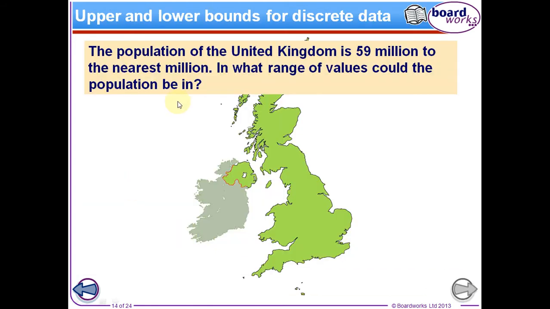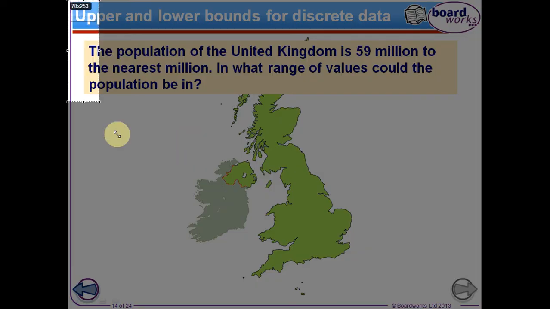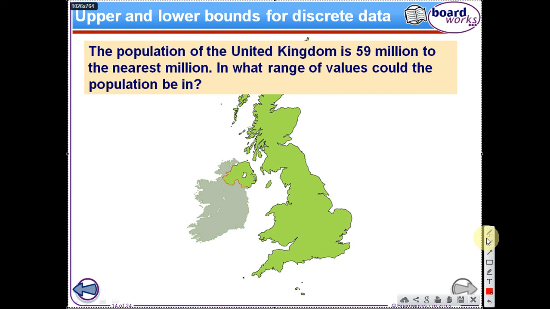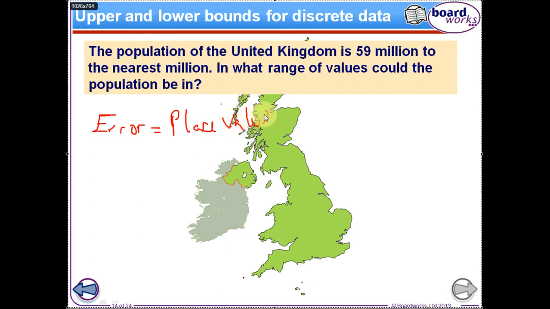So the population of United Kingdom is 59 million to the nearest million. So in what range of value could the population be? Guys, I just need to give you this concept now, because I'll be very fast now. So let me just give you this rule, and I'm not going to recall this again. The concept I want you to understand is this: anytime you are solving a problem involving upper and lower bound, the first parameter you have to go for is the error. And the formula for error is place value divided by 2. So guys, I'm not going to recall this formula again. Error is place value divided by 2. So you just master this. So I'll be working with this now.